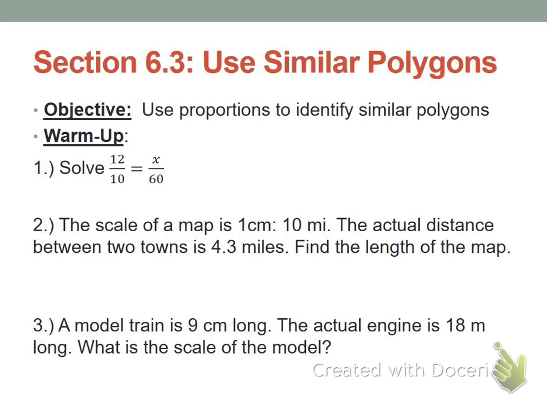All right, section 6.3 is about using similar polygons. So we are still going to be using proportions today to identify similar polygons.